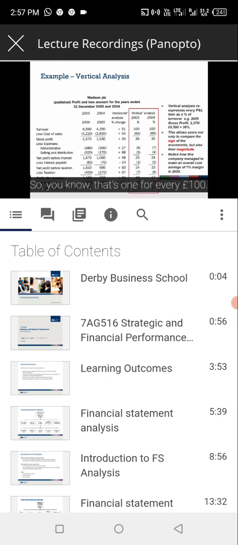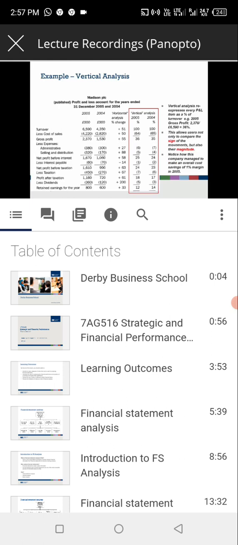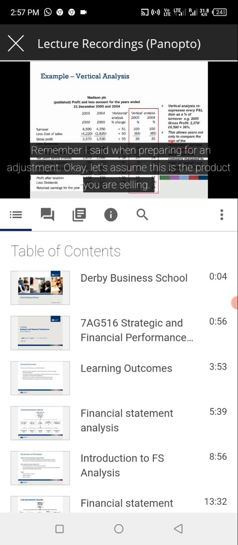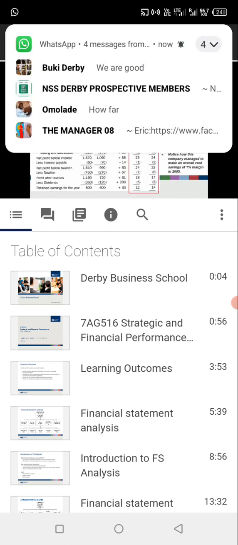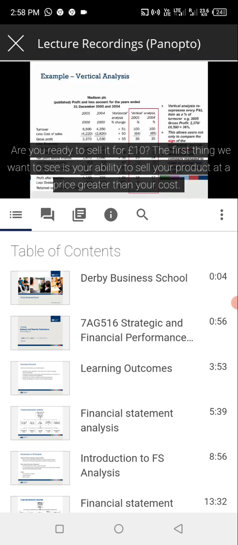So you know that for every £100 sale you make, 64% represents the cost of the item, either the cost of production or the cost of buying the items. Remember I said, when preparing financial statements, okay, let's assume this is the product you are selling. This product costs you £6. You buy it for £6. And you are able to sell it for £10. The first thing we want to see is your ability to sell your product at a price greater than your cost.